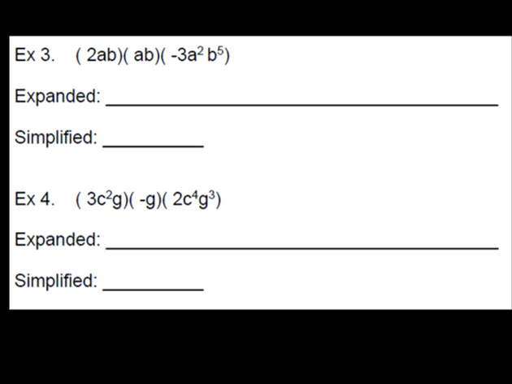Looking at example 3. Example 3, we have 3 things being multiplied this time. We can still write it out in our expanded form. So that'll be 2 times a times b times a times b times negative 3 times a, because it's a squared, times 1, 2, 3, 4, 5 b's. I now multiply my numbers together. I have 2 times negative 3. 2 times negative 3 is a negative 6.